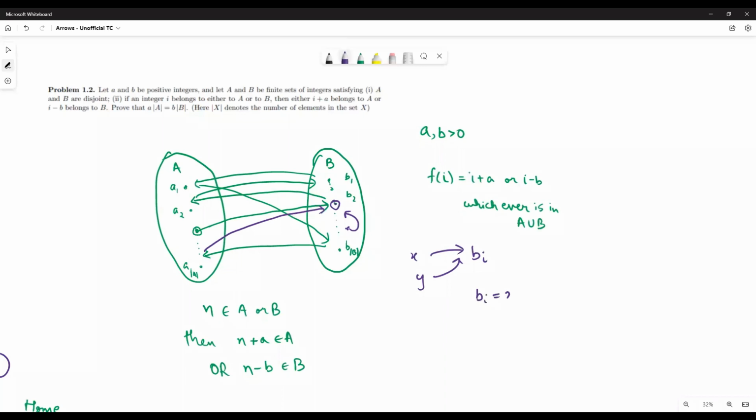Exactly. BI is in B, so to reach BI you have to subtract B. Likewise, if it was AJ instead of BI, you would have to add A to X and Y. Both these cases just imply X equals Y. So a vertex can't receive two arrows. Is that fine? Yes. A vertex can't receive two arrows.